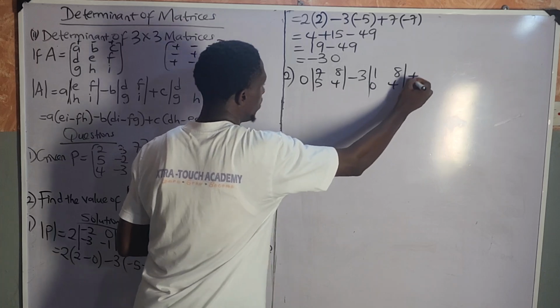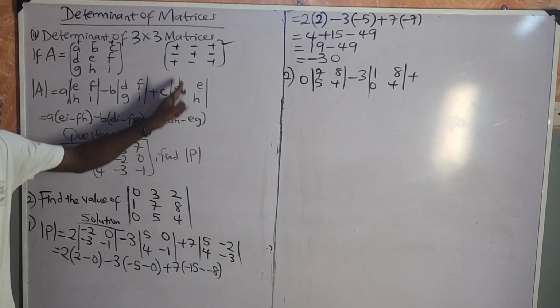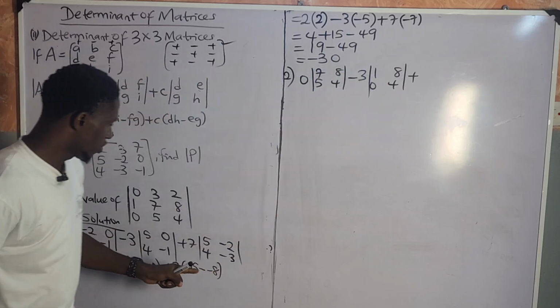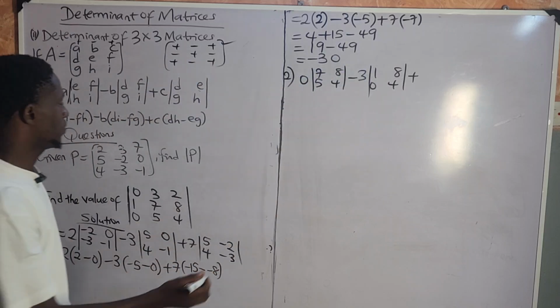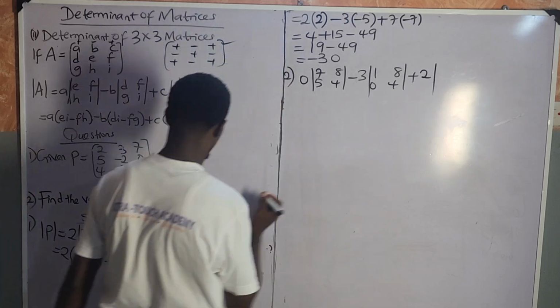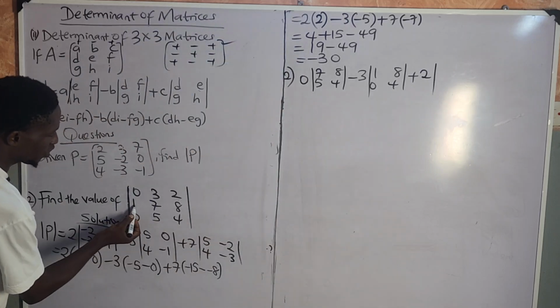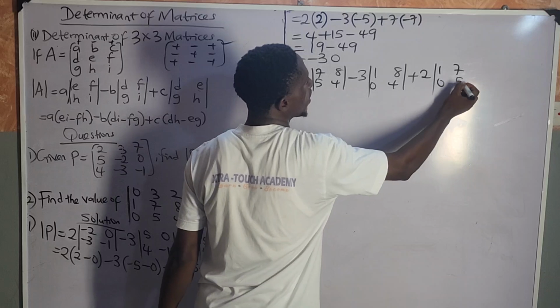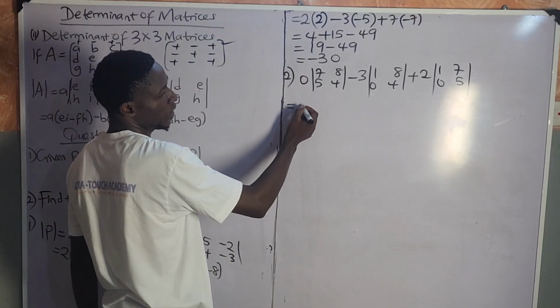1, 8, 0, 4 plus the last one is 2. Remember, plus minus plus. So the last one is 2. It will cancel here and here. We are left with 1, 7, 0, 5. 1, 7, 0, 5. So let us multiply.